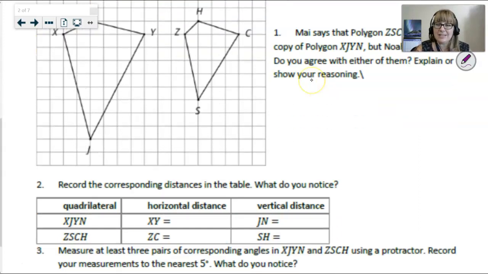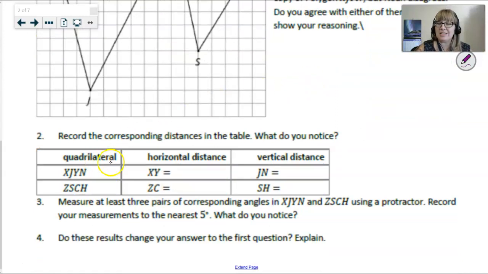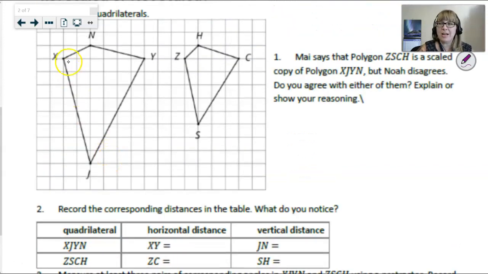And then I want you to take the time to go through each of these steps. What it's asking you to do, and again, I'll have you pause the video so that you can do all of this, is measure XY and measure ZC. Then measure JN and measure SH. Once you have those measurements, find out, are they scaled copies? Can we scale up to get from one number to the next? Can we scale down to get from one number to the next?